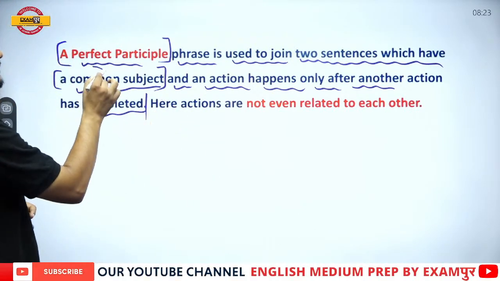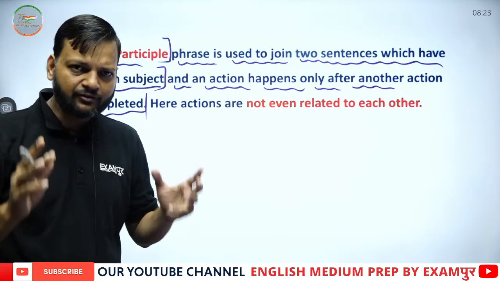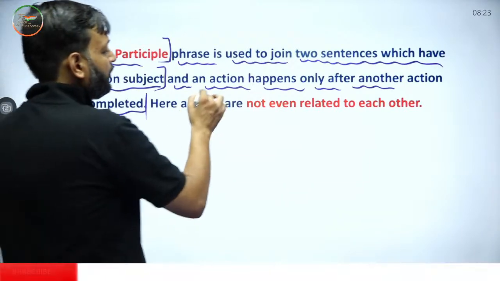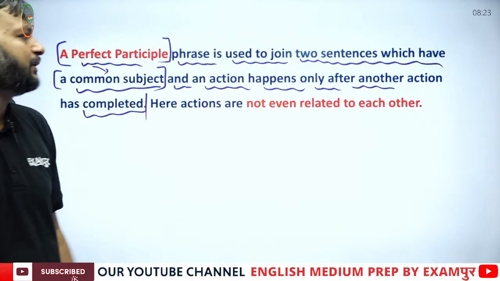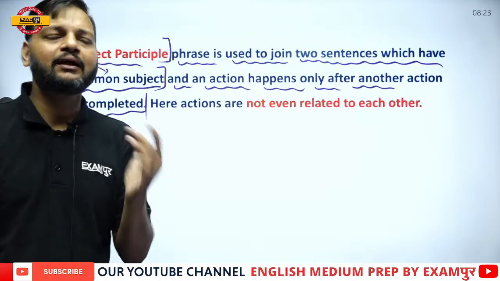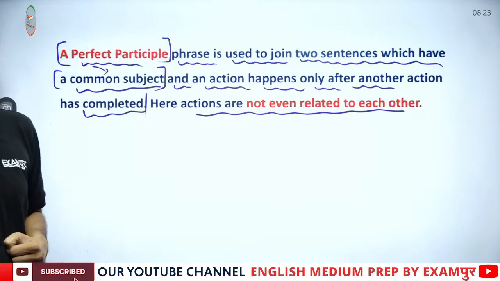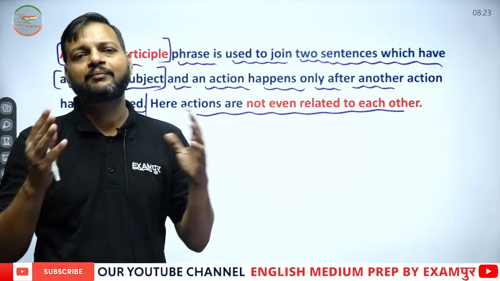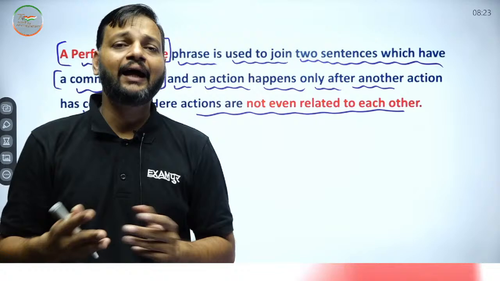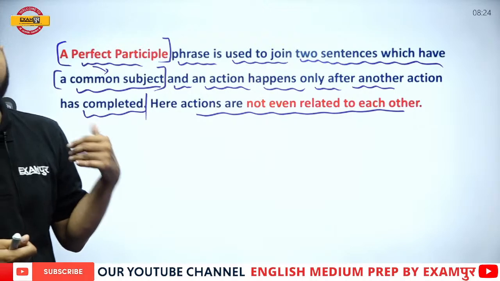Here too we need a common subject, but in present participle what was there? Actions must be simultaneous or closely related. But in perfect participle, actions are not simultaneous. One action happens after another action has been completed, and the actions are not even related to each other. So the sentences where subjects are common but one action happens after another, there we have to use perfect participle.